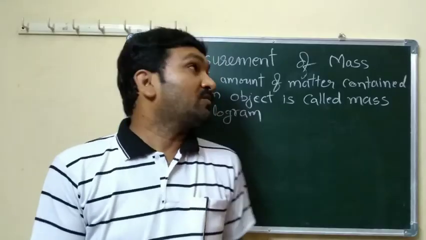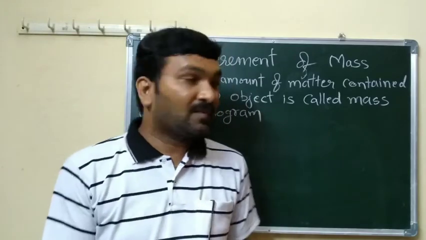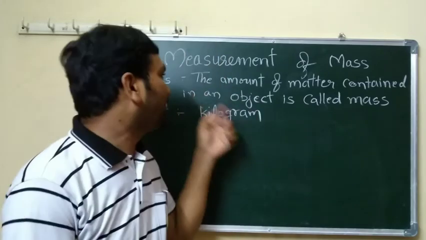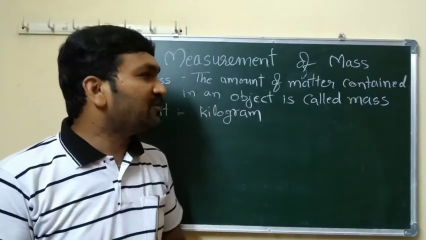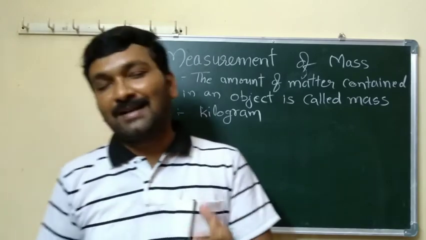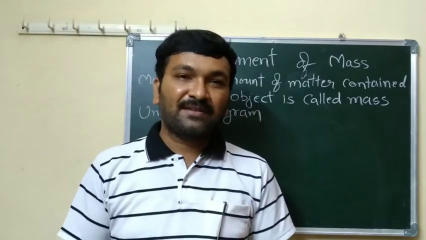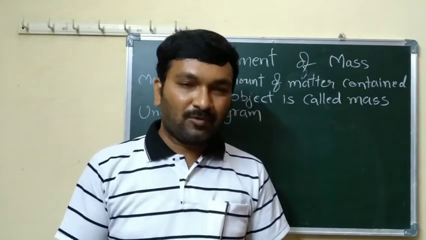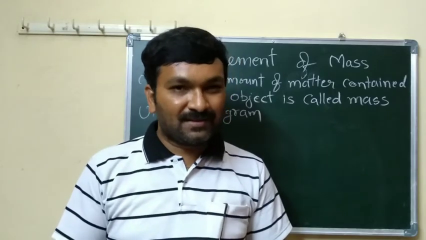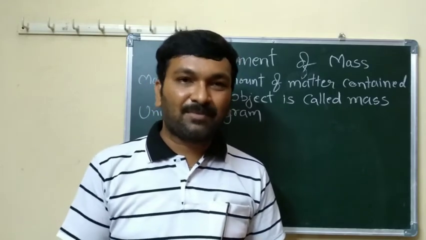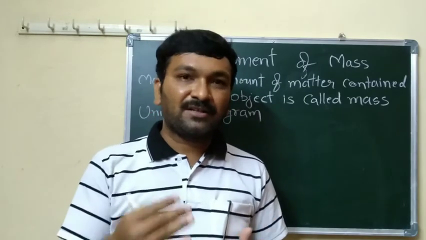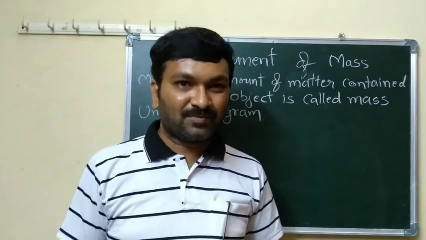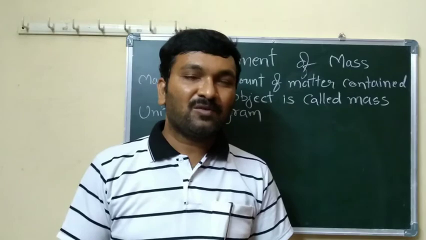Next one is the measurement of mass. The amount of matter contained in an object is called mass. So mass units: the SI unit is the kilogram. If we take the FPS system, there it is the pound. If it is the CGS system, it's the gram. It depends on which system we use. But in the whole textbook we are going through only the SI system, the universal system. Here it is the kilogram.